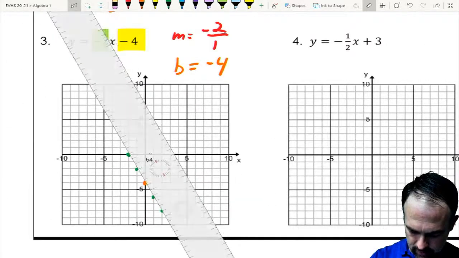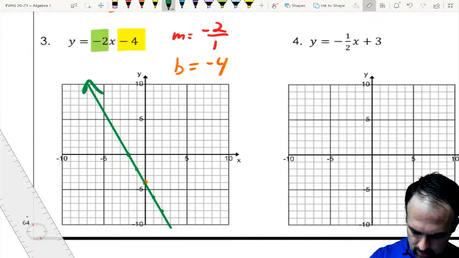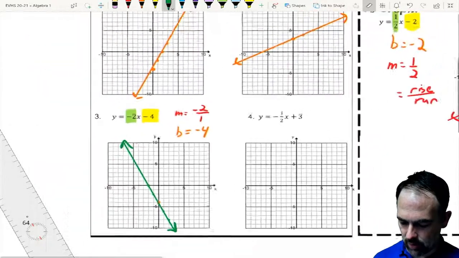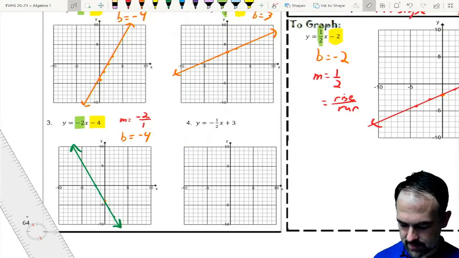I'm going to come in and draw my line. And notice how I'm putting my arrows on both ends. We want to go ahead and get in the habit of that for all of our lines. Always put your arrows on both ends.